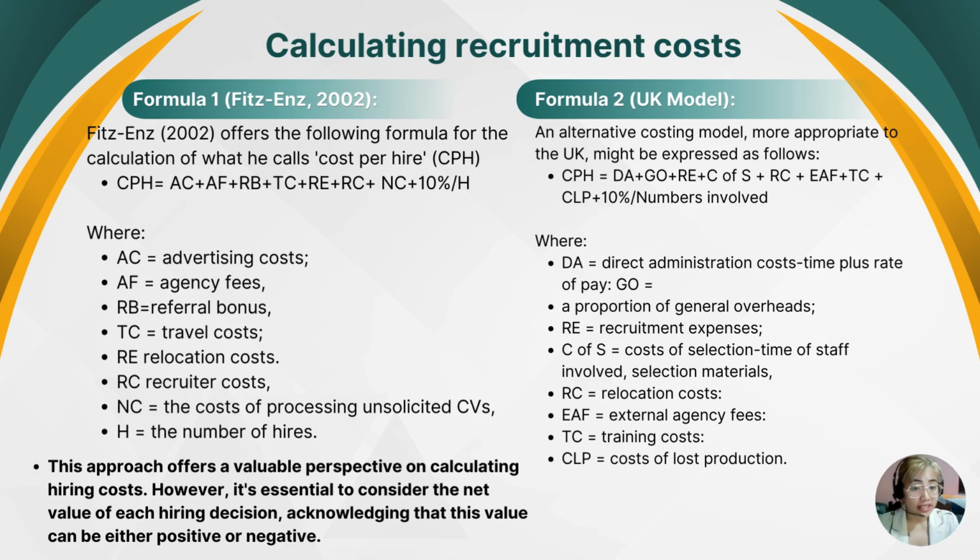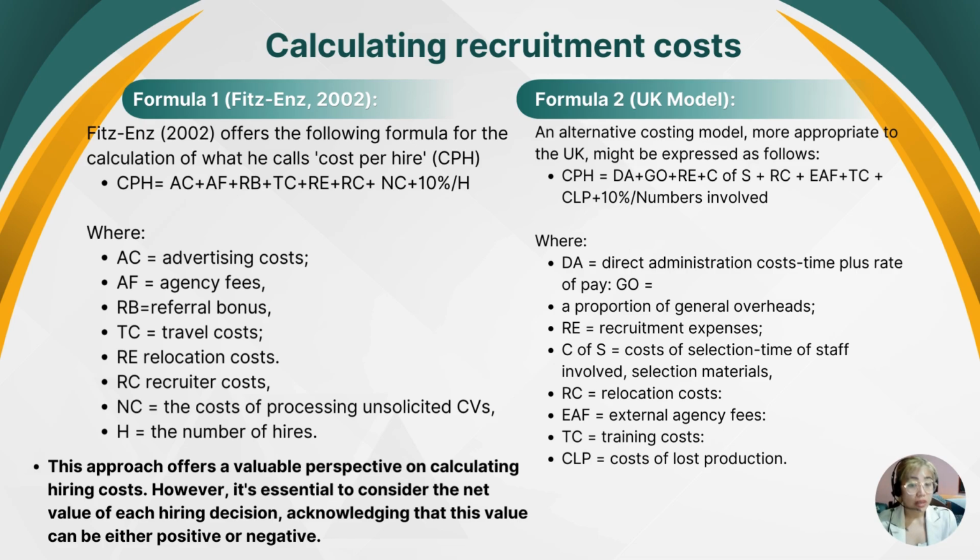breaks down the cost into various categories, including advertising costs or AC, agency fees or AF, referral bonuses or RB, travel costs or TC, relocation costs or RE, recruiter costs or RC, and the cost of processing unsolicited applications or NC, and a 10% buffer to account for unforeseen expenses divided by H.